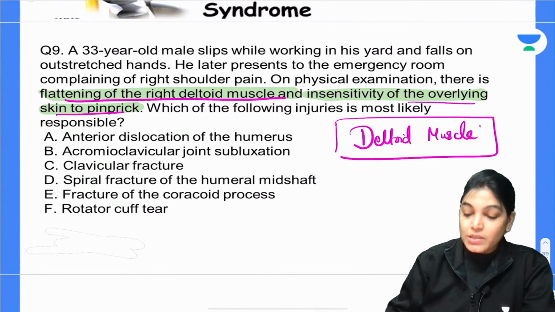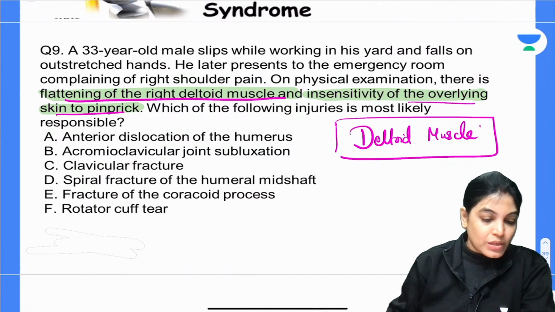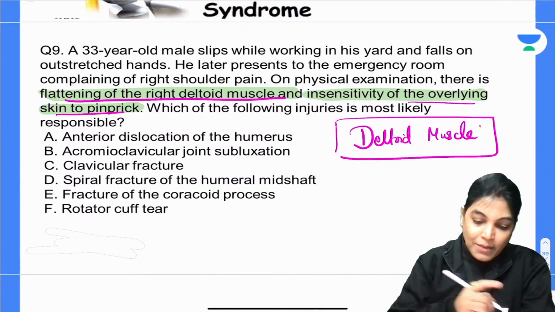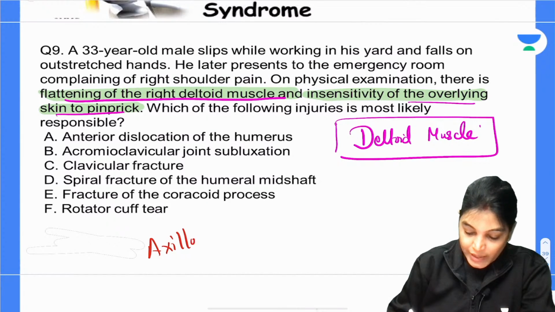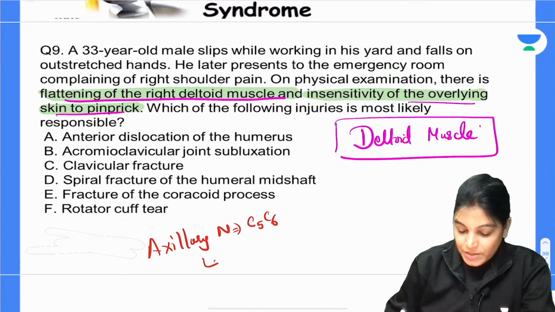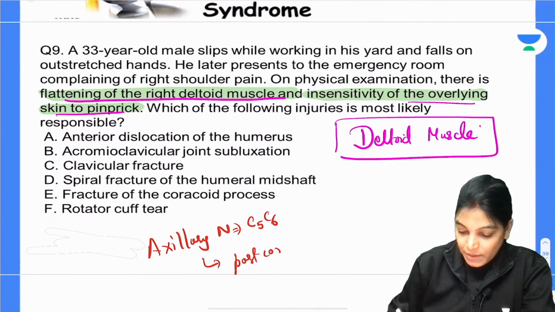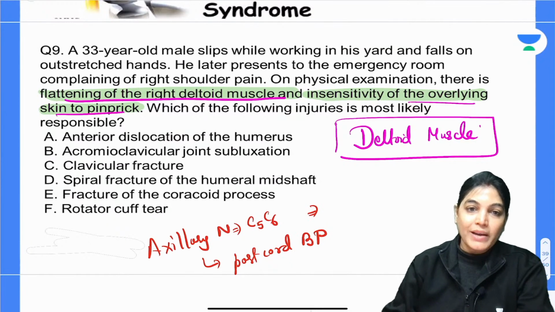Can you tell me which nerve is supplying the deltoid muscle? Axillary nerve, with a question mark. Absolutely right, Arundhati. Yes, the deltoid muscle gets innervation from the axillary nerve. The axillary nerve has the root value C5 and C6, and it is a branch of the posterior cord of the brachial plexus. It is giving innervation to the deltoid muscle.